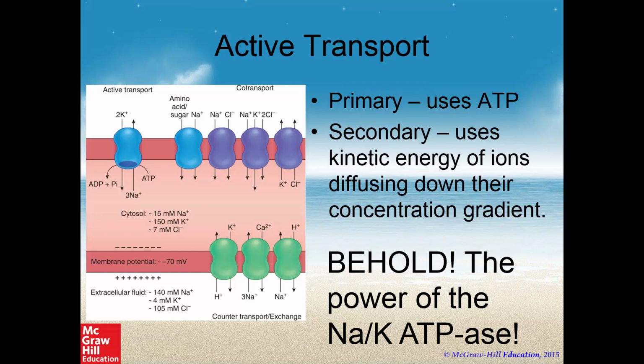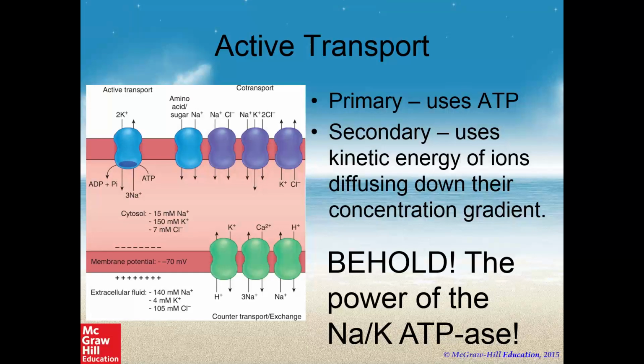That kinetic energy can be used to do some type of work. So secondary active transport is simply using the products of the sodium potassium ATPase, the sodium and potassium gradients, as a means to transport substances. So as sodium, which is high in the extracellular fluid and low in the intracellular fluid, diffuses into cells, that movement is kinetic energy. That can be coupled by this transporter with the movement of an amino acid or glucose. Right, so that's secondary active transport. The energy is coming from the sodium gradient that was created by primary active transport.